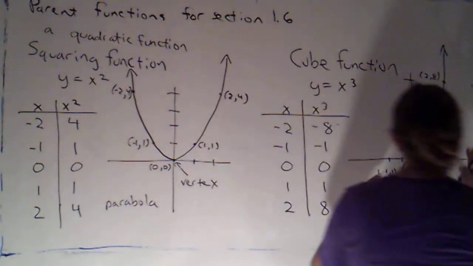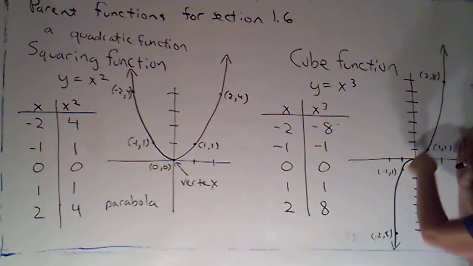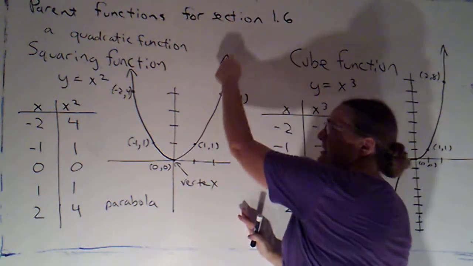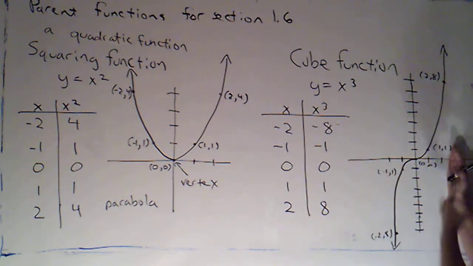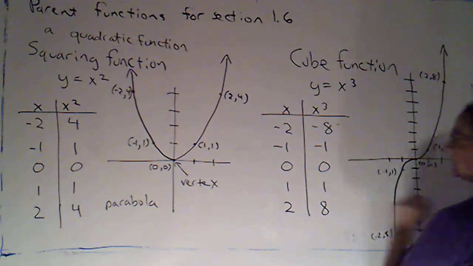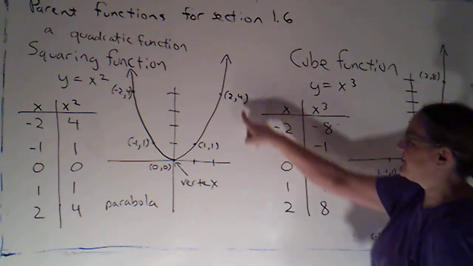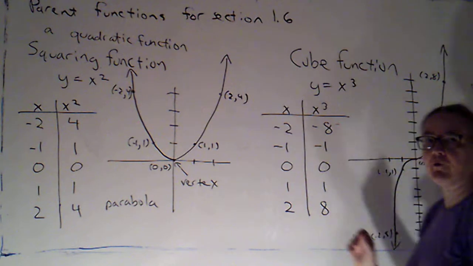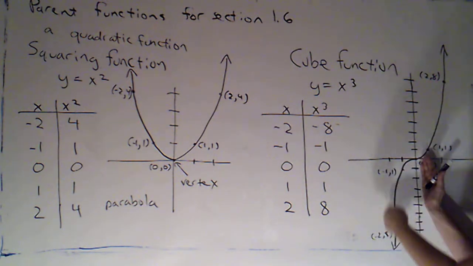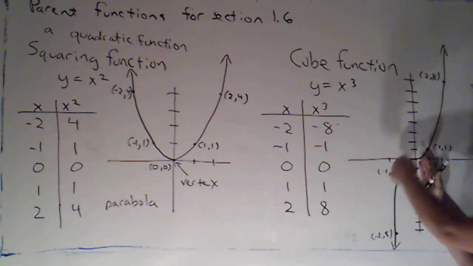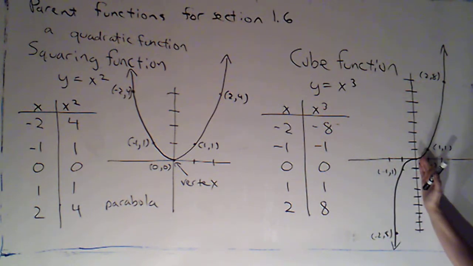So if I look at the right side of this graph, it looks fairly similar to the right side of this graph. It's going up a little bit faster because I'm cubing things. So when I plug in 2, I get 8. Whereas over here, when I plugged in 2, I just got 4. But it's the same basic U shape, but then the left-hand side is an upside-down half of a U instead.